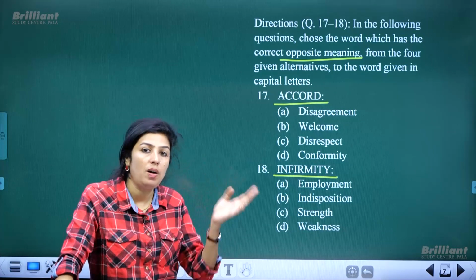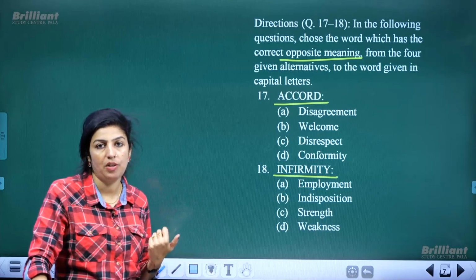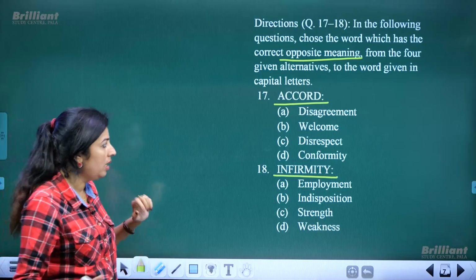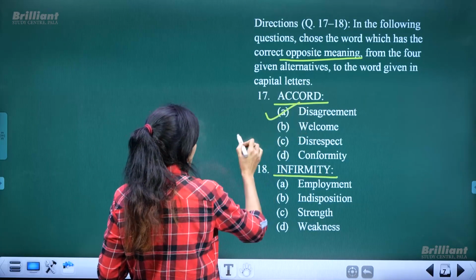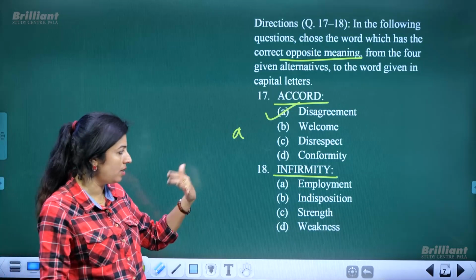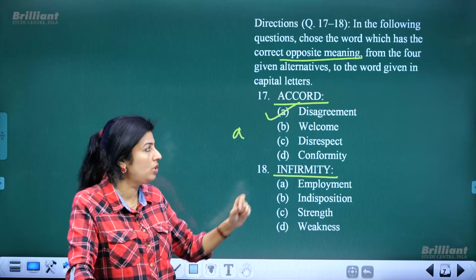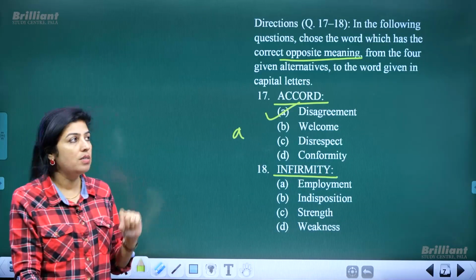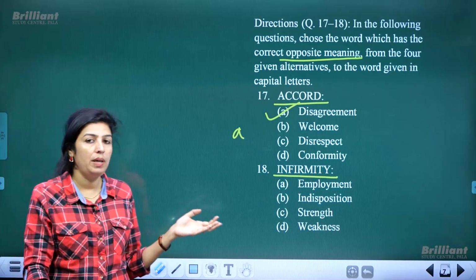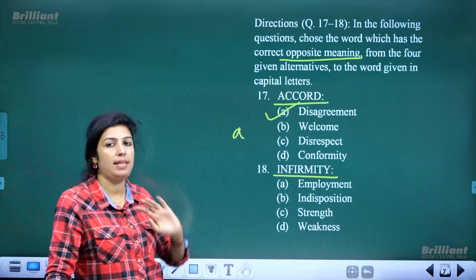So if accord is agreeing or agreement, what will be its opposite from the given options? It's so clear. It will be disagreement. Option number A, not welcoming or disrespecting or conformity. So in order to get this as the answer, you need to know the meaning of the word accord. Accord means to be in agreement with something. So its opposite will be disagreement.